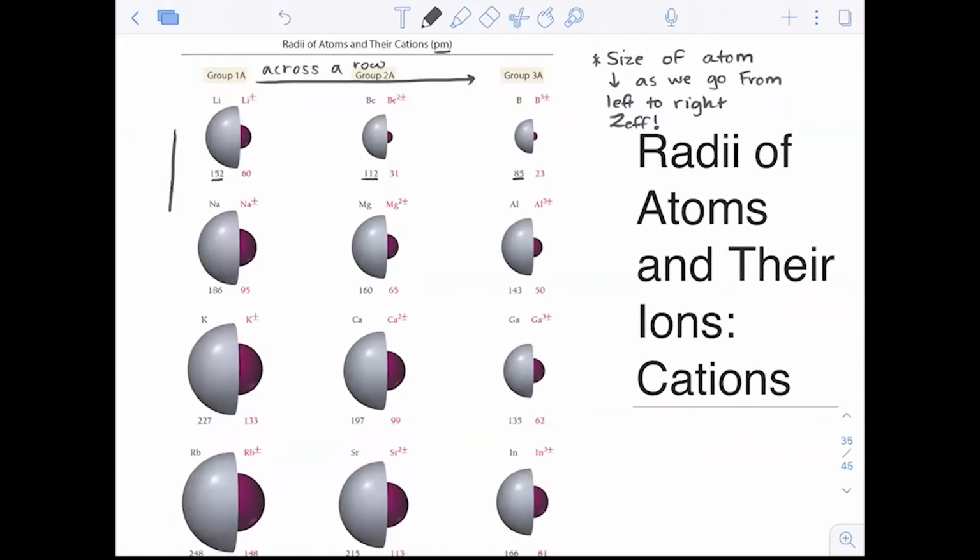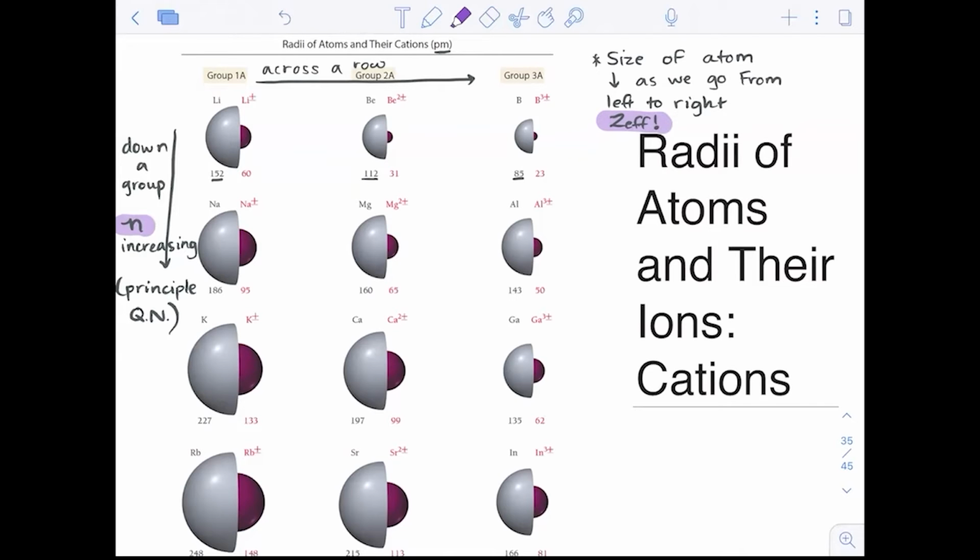As we go down a group or down a family, what is important to note is that size is increasing. Well, Z effective does not change going down a group, but what does change is the principal quantum number N is increasing. We are actually physically putting these valence electrons in a totally different shell. And so as N, the principal quantum number, increases, we see the size of the atom increases.